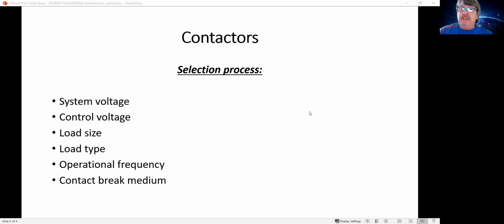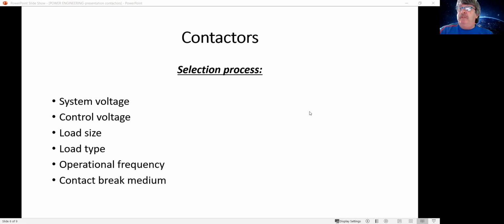We need to know the system voltage. So we need to be able to know this is going to go on 400 volt. We have to select a contactor that is capable of working at 400 volt. As I said, some of the very small relays and that may not be capable of that, or 525 or even 1000 volt. We need to know the control voltage.